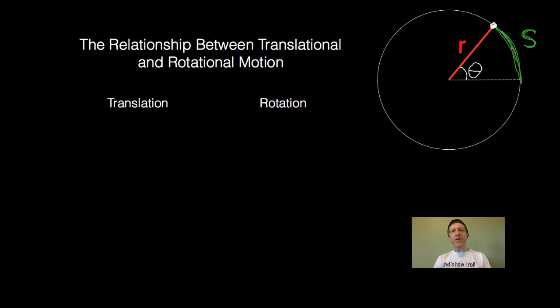Not only is there a powerful analogy between translational and rotational motion, there's actually a relationship between the two. So this is also incredibly important to understand, but it's pretty easy if you understand circular geometry. For example, if you take a look at this circle right here, we have an arc length s. What is that arc length s? How far would a car travel along this circular track if it had completed an angular displacement of theta?